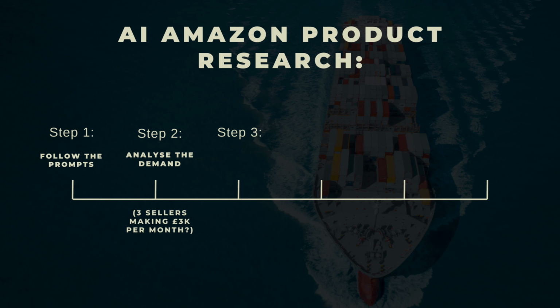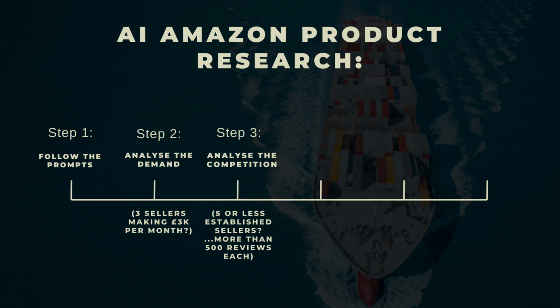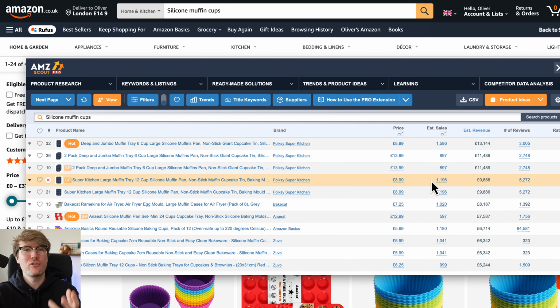So now we can move on to step 3, analyze the competition. So how do we do this? Well, we want to see how many established sellers are in the niche. Established sellers are sellers where the customers just trust because they've got tons of reviews. They've been selling for a very long time. They're very well established in the niche. I'd say like 500 reviews makes you an established seller.